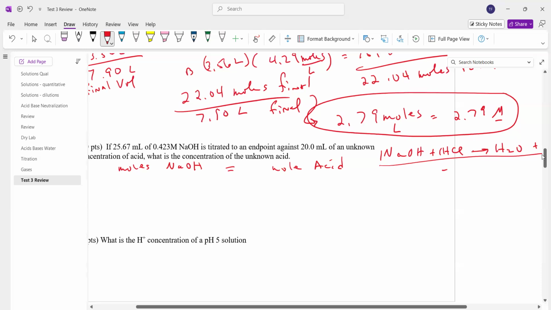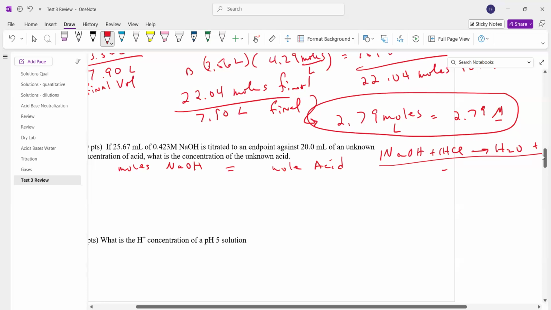And if you guys have Stu Hayes next quarter or next semester, guaranteed, we'll see that. And Stu Hayes really likes to always refer back, like I do, to the equation, the balanced equation. That is your key. It'll determine everything.